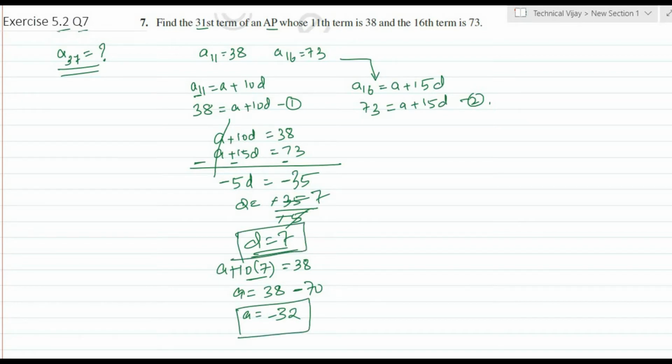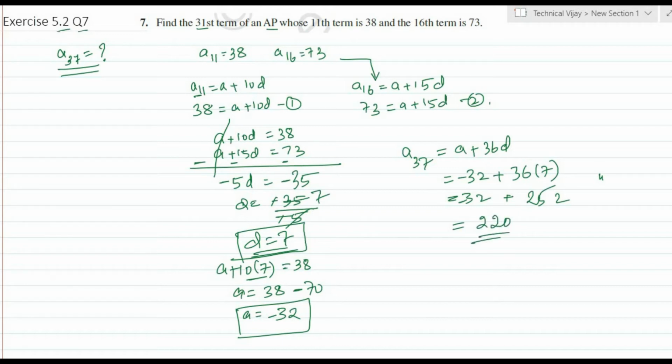Now we will find a_31. a_31 is equal to a plus 30d. We know a, that is minus 32, plus 30 into 7. So 30 sevens are 210. So minus 32 plus 210 is 178. So a_31 is equal to 178.